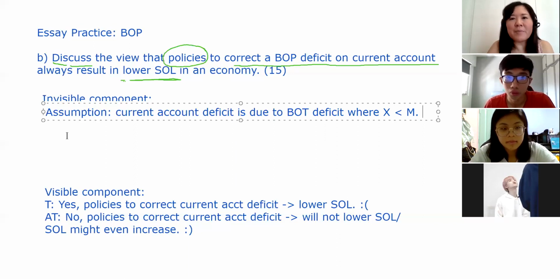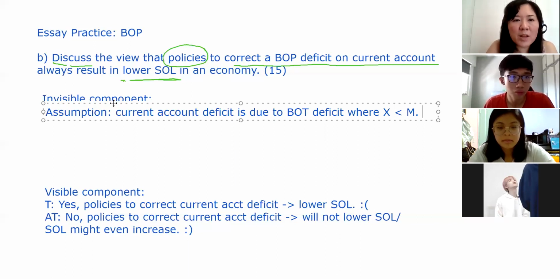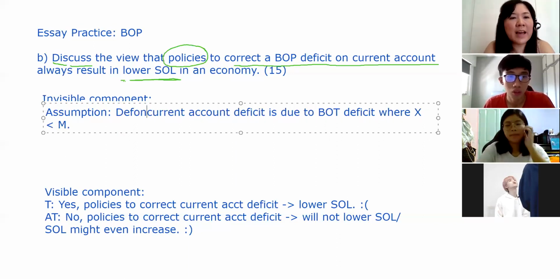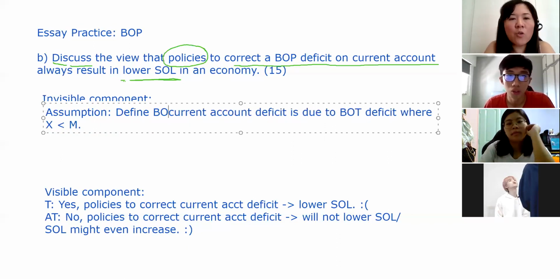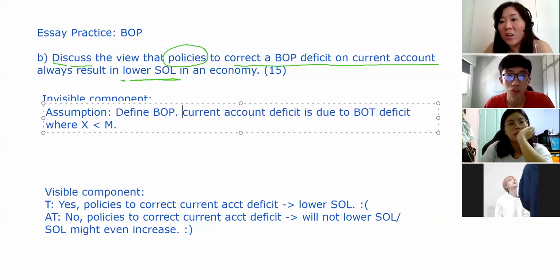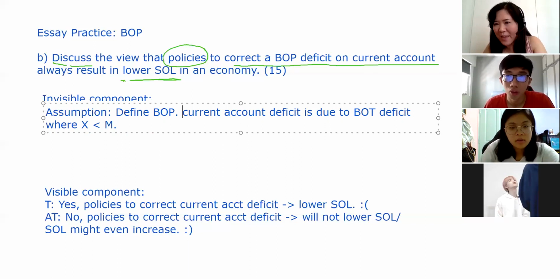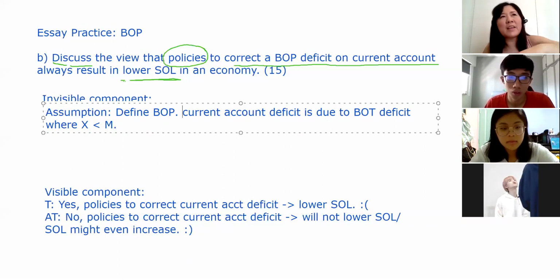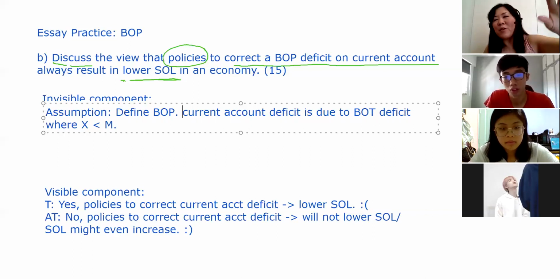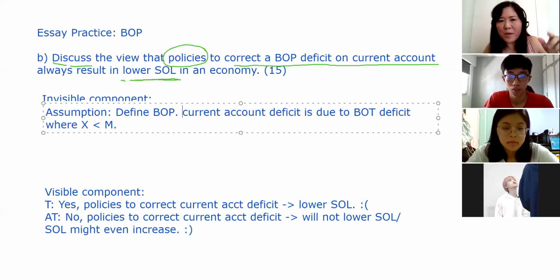But of course before that, you may want to also define what is a BOP. Agree or not? You must first define BOP, because it's a BOP deficit on the current account. So you say, okay, what is a BOP? It records the transactions that a country has with the rest of the world for a period of 1 year. Correct? For a period of 1 year.